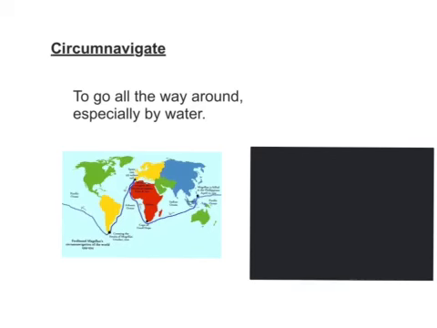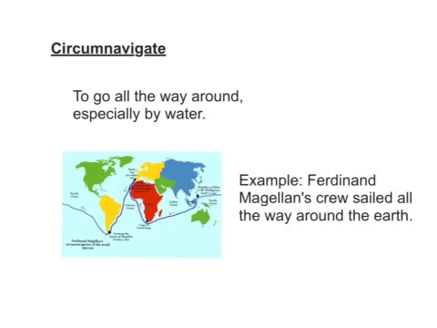Our first key term is circumnavigate. This means to go all the way around something, especially by water. An example of this is when Ferdinand Magellan's crew sailed all the way around the Earth. So make sure you include this as an example, or you include a picture of this in the right-hand column of your vocabulary sheet.